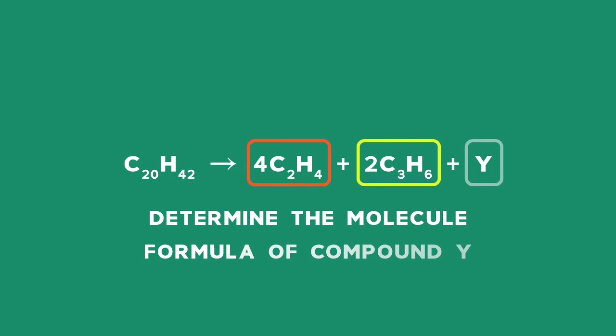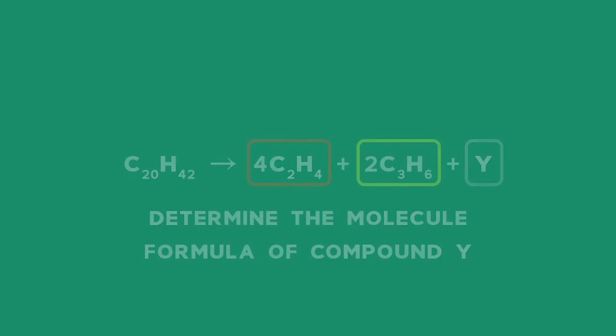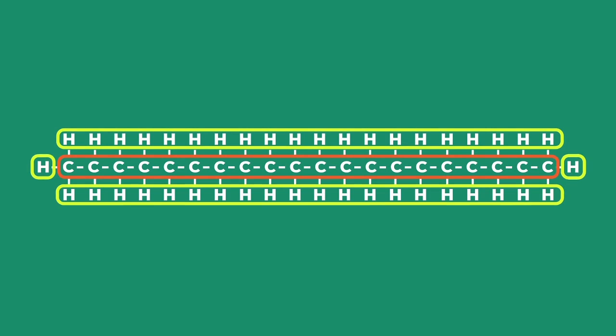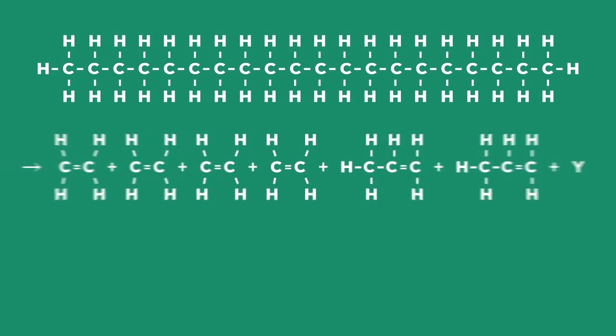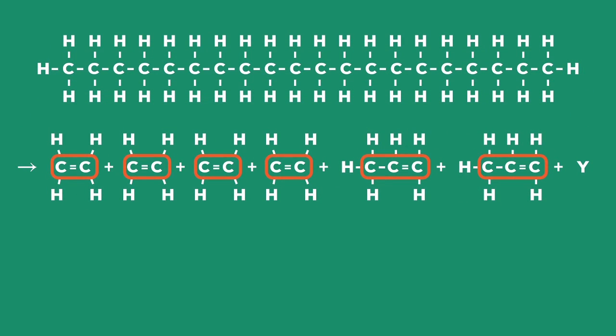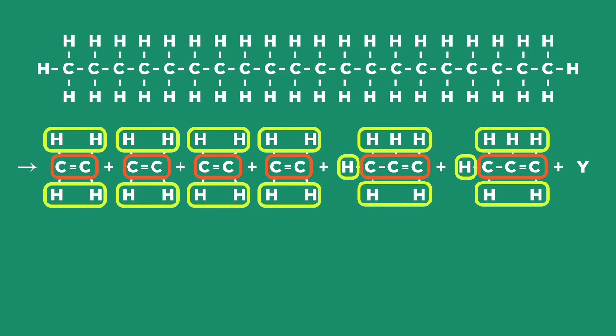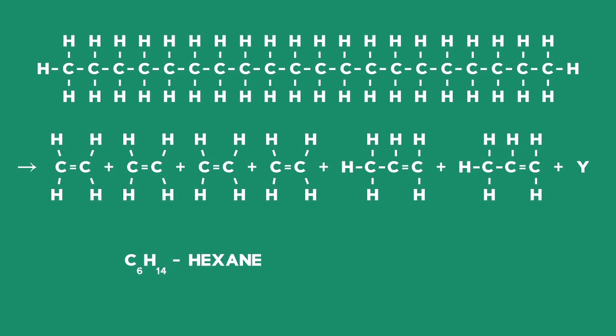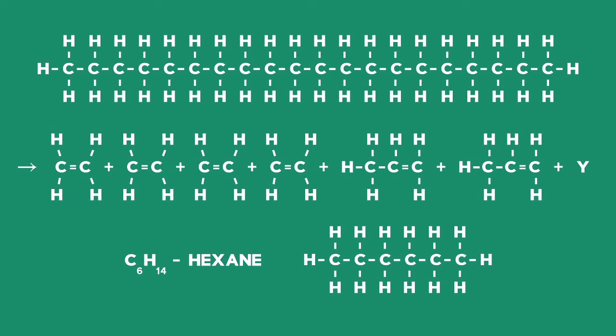To determine what molecule Y must be, we must count the number of carbons and hydrogens in the reactant. We find that we have 20 carbons and 42 hydrogens. In the products, we have 14 carbons and 28 hydrogens. Compound Y must therefore contain 6 carbons and 14 hydrogens, making it hexane.